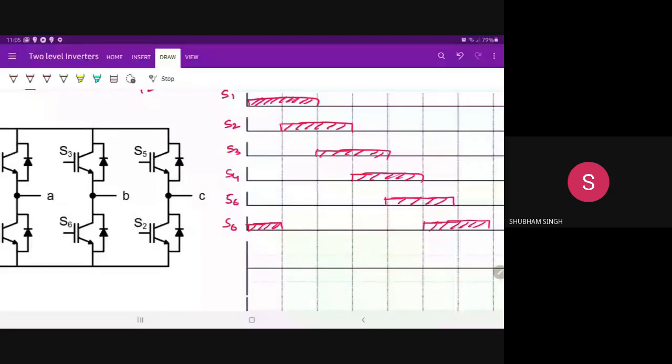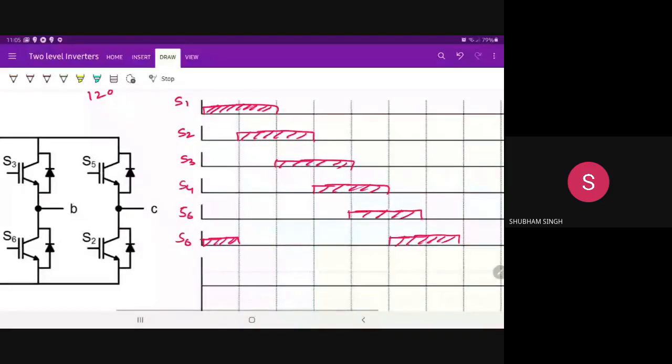Okay, if you notice, at any time only 2 devices are in conduction. Earlier 3 devices were in conduction, right? Now only 2 devices are in conduction. So that is 6 1, next one 1 2, 2 3, 3 4, 4 5, and 5 6, and then the subsequent cycle. So here there is conduction here, so now it is 6 1. Earlier 3 devices were in conduction, now only 2 devices are in conduction, right? Clear?